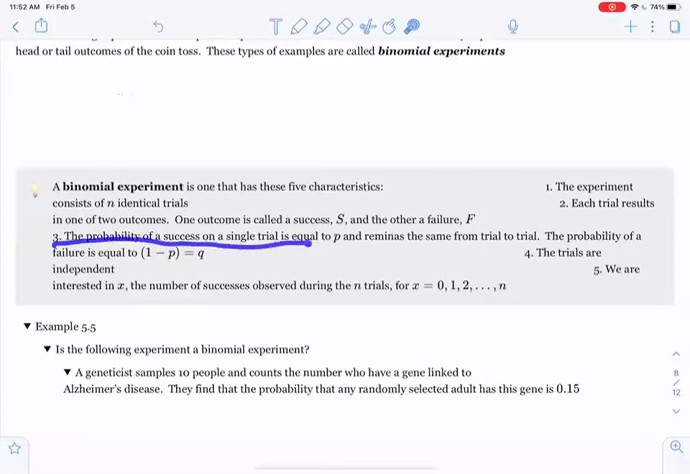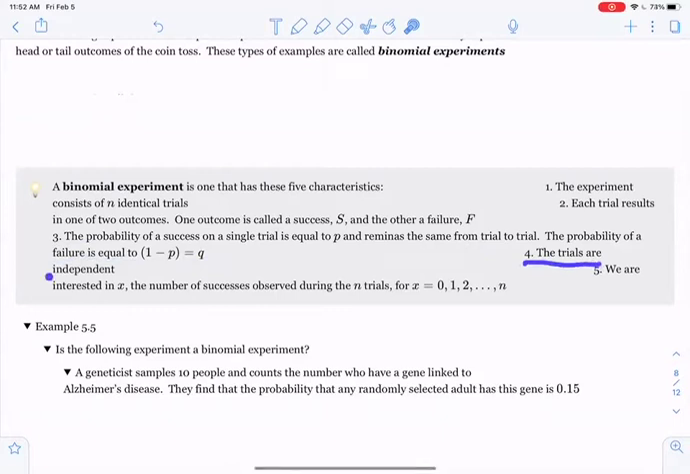Three, the probability of a success on each trial is equal to P and remains constant from trial to trial, right? So between trials, there can't be any change in the probability, just like coin flipping. Flipping a heads or tails on the first coin flip and the 1,000th coin flip does not change. The probability of a failure, we are going to call Q, but it's just 1 minus P.